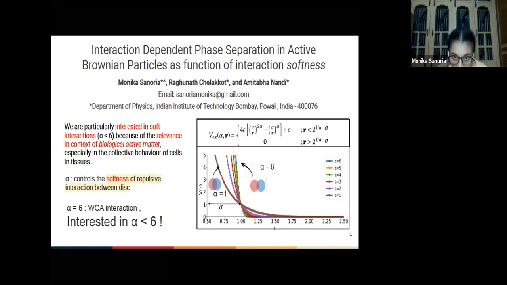As you can see in the plot, if alpha is equal to 6, the overlap between the particles is very small relative to when alpha is equal to 1. It means as we go from alpha equal to 6 to alpha equal to 1, we are making our particles more and more soft. So doing this transition, we want to see how the structural and dynamical properties of the system will change. Can you move to the next slide, please?